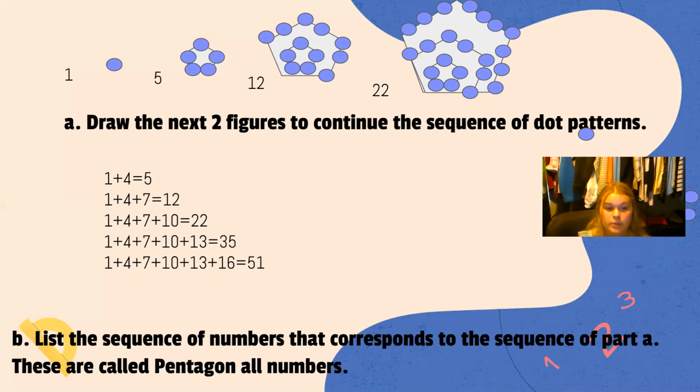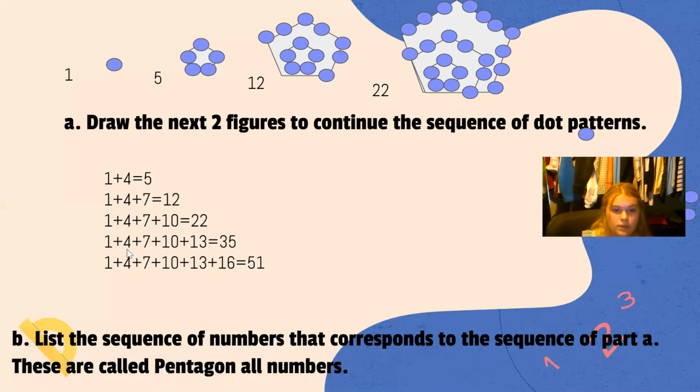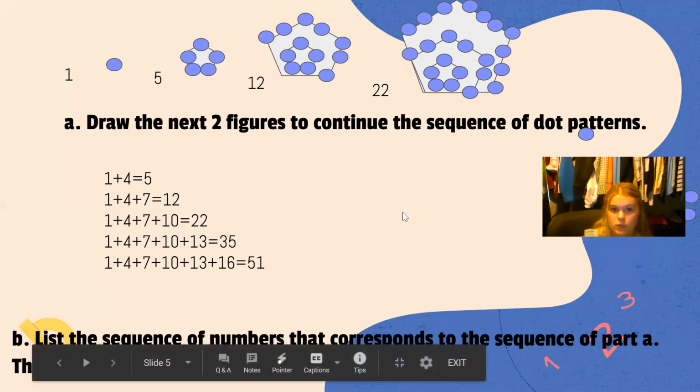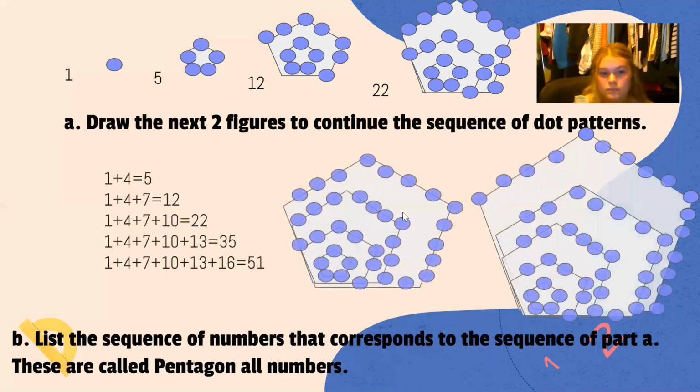Our next pentagonal number is going to be equal to 35, as we see here. This is our last known drawn figure, 22. And then our next one will be 35, and our next one will be 51. So just do that. Alright, so that is what they're going to look like.